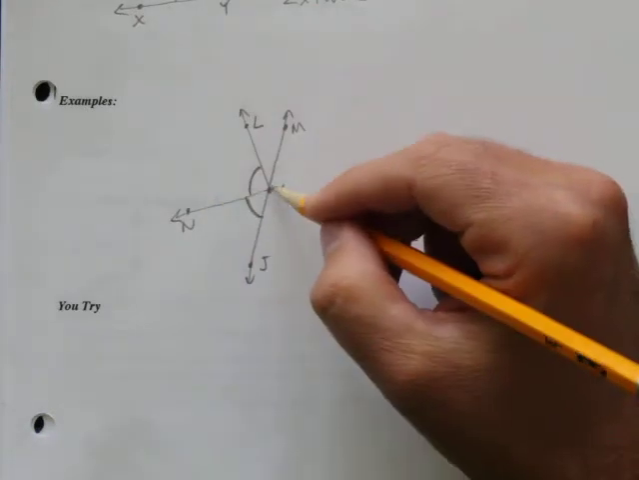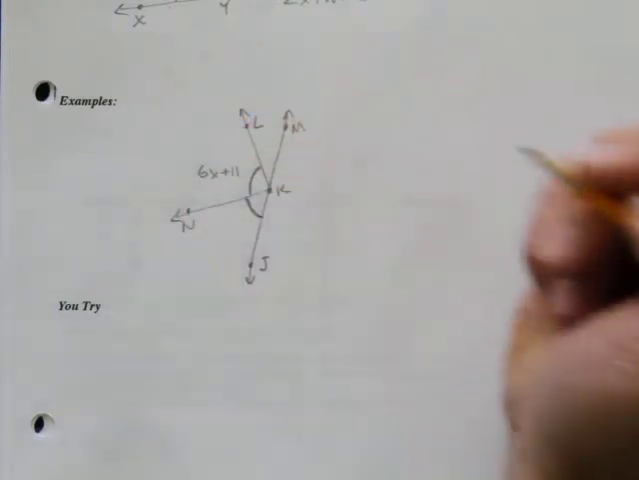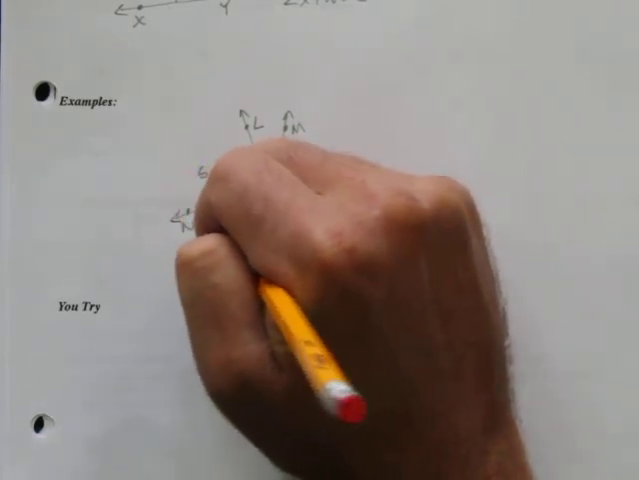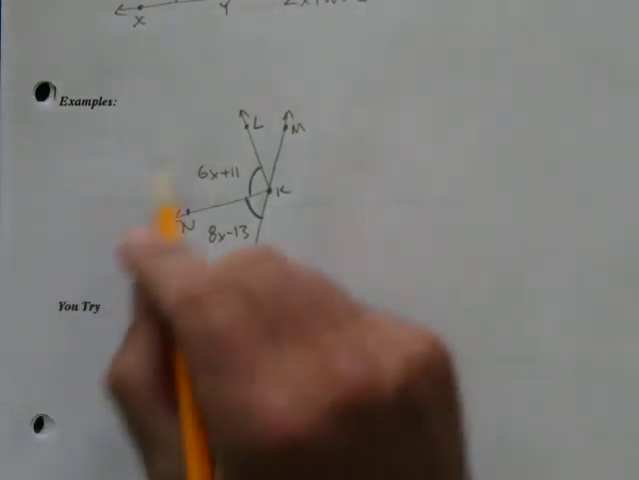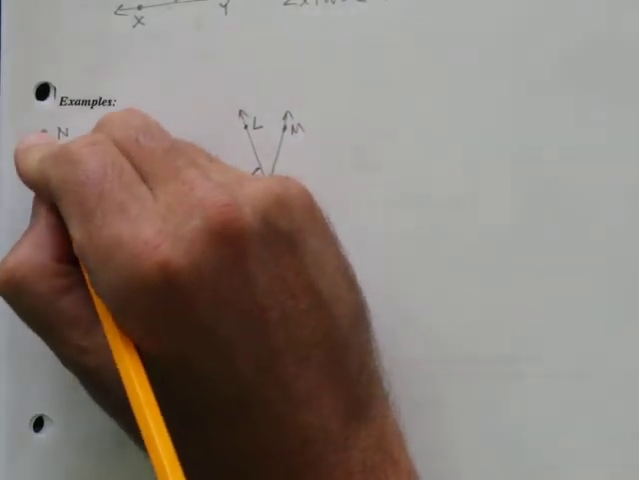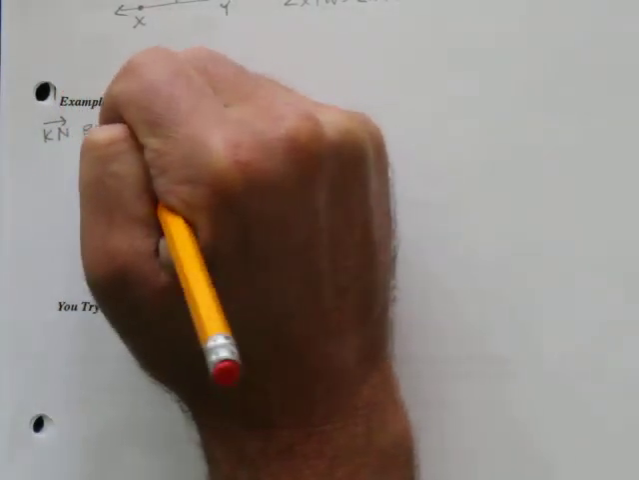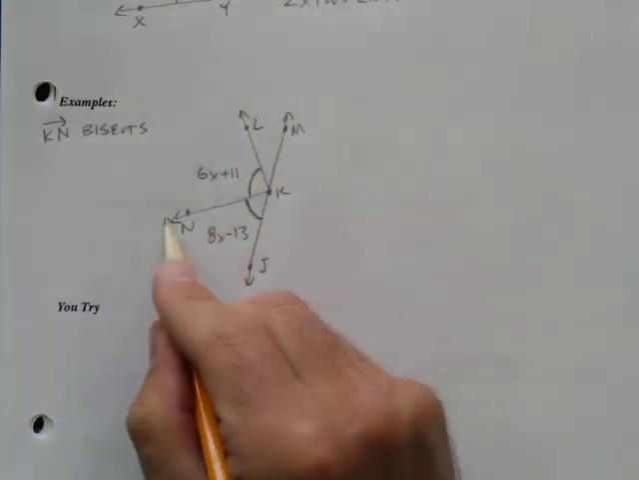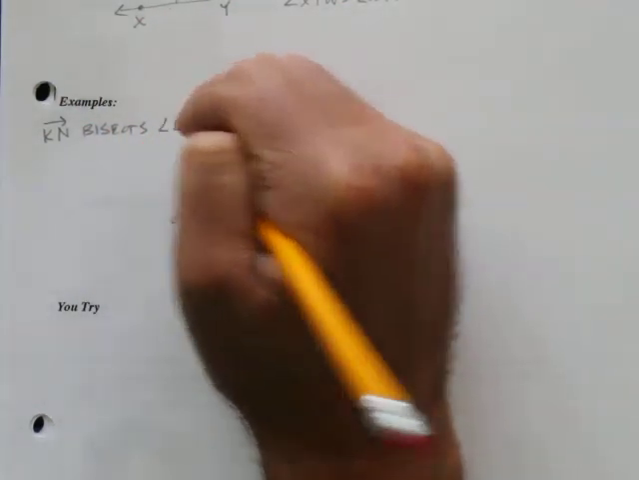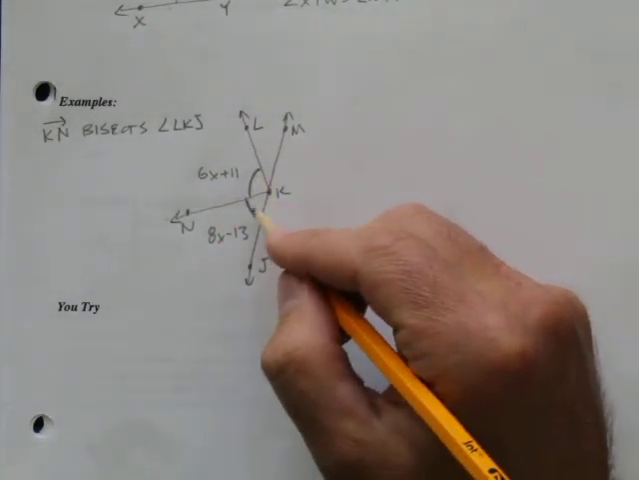Now this angle NKL is 6x plus 11 degrees. And this angle here, NKJ, is 8x minus 13 degrees. So let's talk about this before we start doing anything with it. So ray KN bisects, so KN here bisects this angle LKJ. Okay, so we know that cuts it right in half. And so we know that these two angles are congruent.